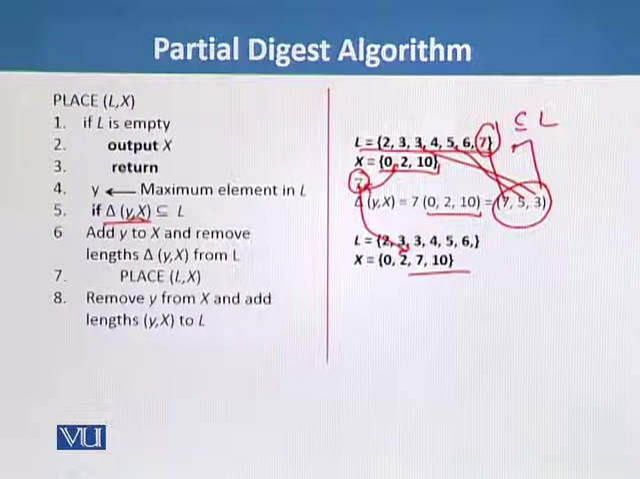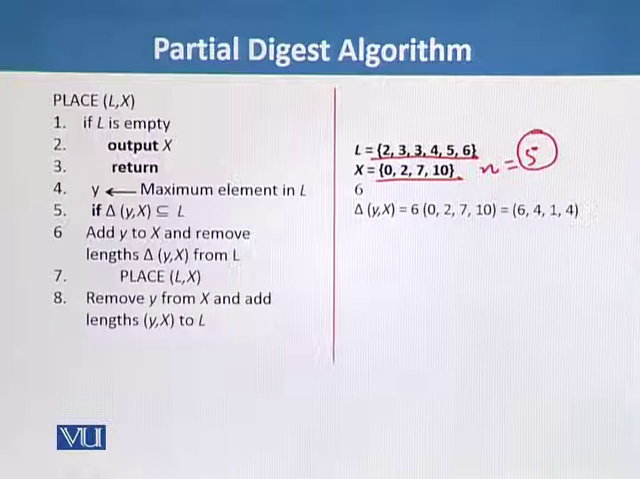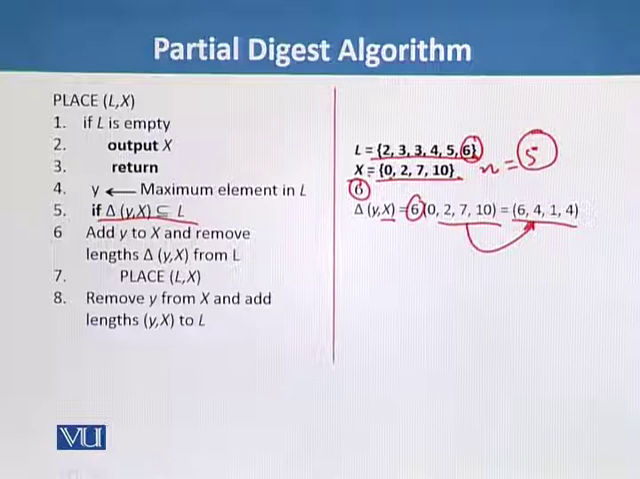So in the next slide, we will see that now the value of the L is 2, 3, 3, 4, 5, 6, and we have got the X 0, 2, 7, 10. So you will remember that we will go up to the level of 5, we have to calculate n is equal to 5. So we are left with the 6, that is the highest element. So again we will put the value of 6 and we'll try to calculate with the X. So Y is 6 and X is 0, 2, 7, 10. And after calculation we get 6, 4, 1, 4.